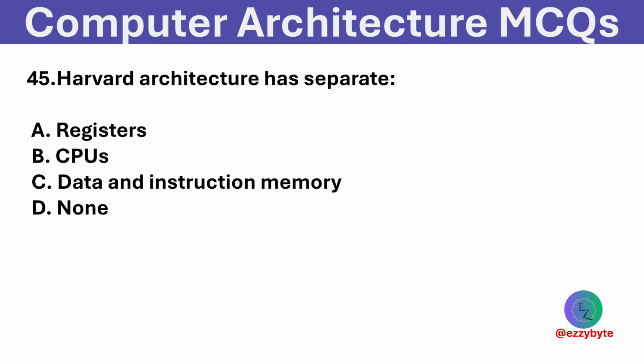Harvard architecture has separate. Options are registers, CPUs, data and instruction memory, and none. Option C is correct. Harvard architecture uses separate memory units for instructions and data, improving parallelism.